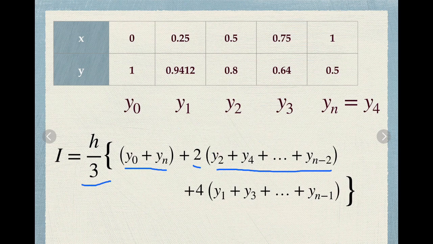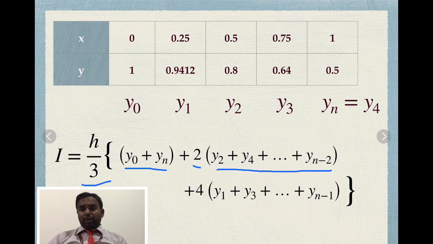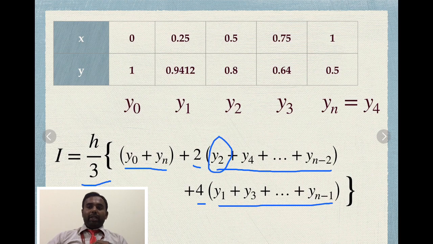Understanding? In this problem, it is only till y4. When that is the case, I am supposed to consider only y2 multiplied with 2. In the next stage, 4 is multiplied with all the odd numbered terms. y1, y3, if it exists, y5, y7, y9, all those terms are substituted here. Understanding?